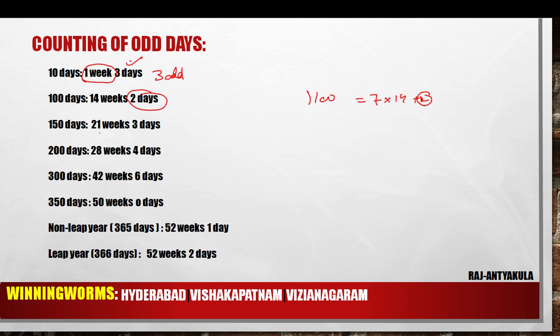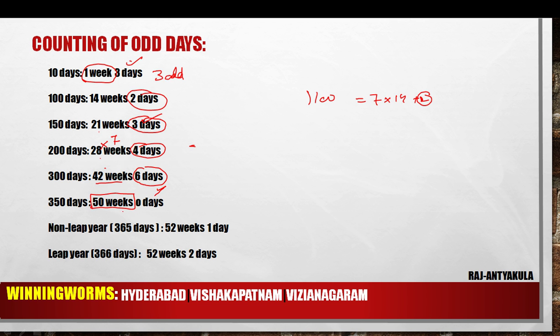150 days, likewise 21 into 7, 147, and 3 days remaining. So for 150 days, how many odd days are there? 3 odd days. For 200 days, this can be written as 28 into 7, which is 196 days. So how many odd days? 4 odd days. 300 days can be written as 42 weeks and 6 days. 42 into 7 is 294. The balance is 6 odd days. 350 days, 350 is exactly 50 into 7. So there are no odd days, 0 odd days.